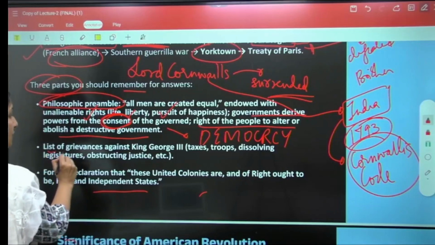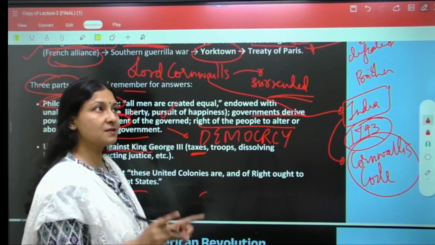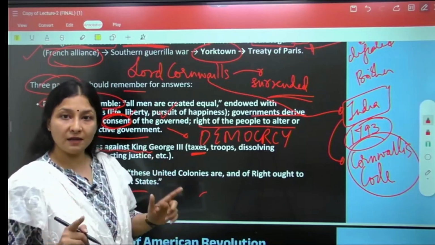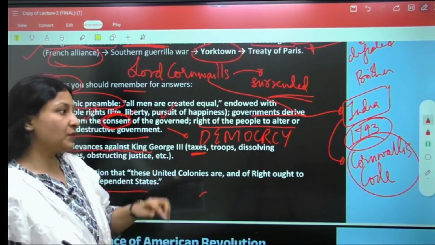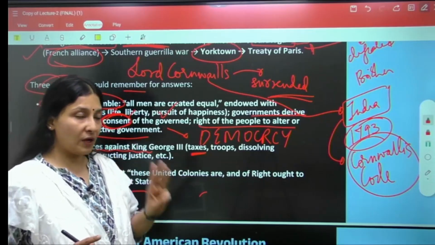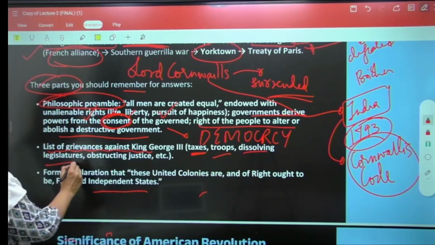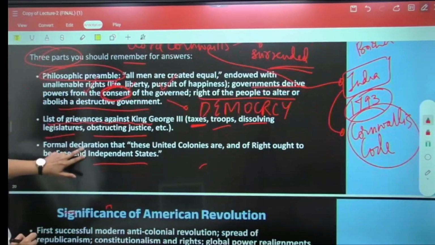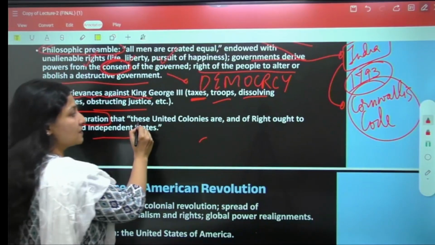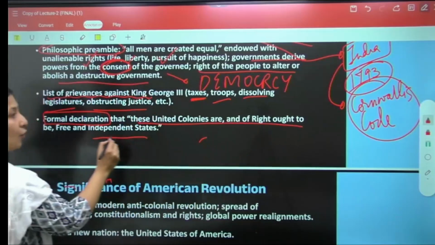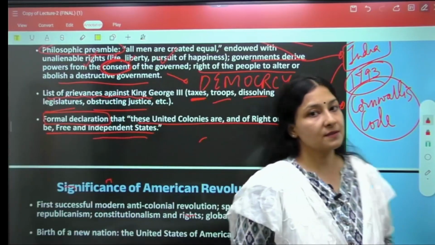Also, there was a list of grievances you have to note down. Taxes: we discussed that the immediate cause was coercive measures. We saw the most important was the stamp duty. Okay, the sugar tax was there, the quartering tax was there, right? Troops, dissolving the legislature, obstructing justice. Now, in the formal declaration, these United Colonies, and of right, they ought to be free and independent, to be the United States of America.